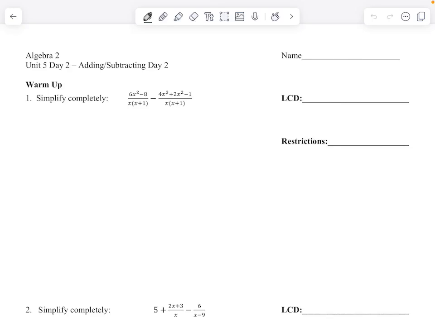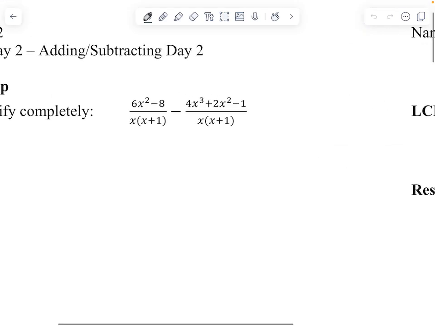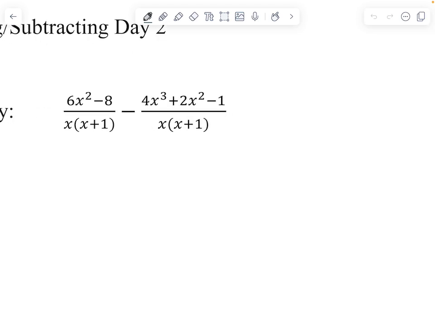All right, so I hope you attempted the warm-up on your own. So what we're going to start by doing is we see that it's subtraction, so you're going to turn this to a plus and make that a negative, just so we don't lose that negative. You're now going to distribute to every term there.